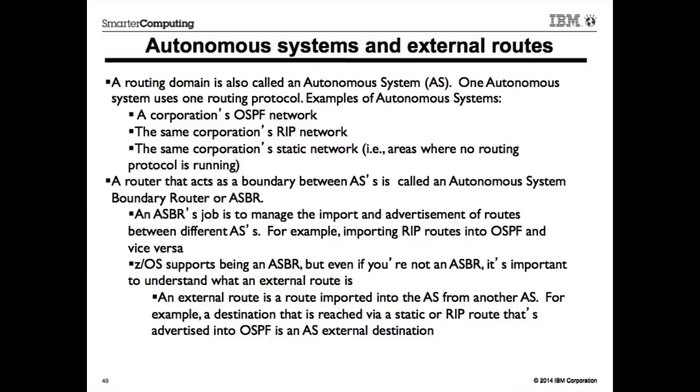The only time you would want to be an ASBR with z/OS is if you have static routes that you want advertised into the OSPF domain. But hopefully your network is designed so that z/OS is on the edges of the network and you don't route through z/OS. Even though we support being an ASBR, if you're not an ASBR, you still have to know what an external route is. An external route is a route that has been imported into the autonomous system from another autonomous system. For example, if you're an OSPF network and you have a destination that's reached via a static route or a RIP route, that's advertised into OSPF as an AS external destination.